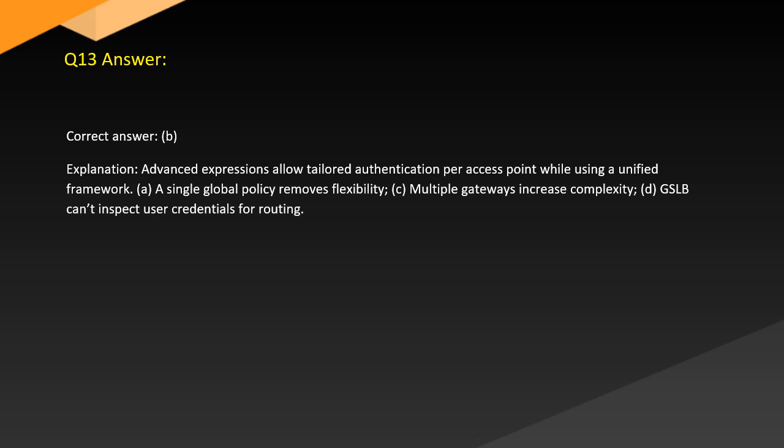Answer. Correct answer: B. Explanation. Advanced expressions allow tailored authentication per access point while using a unified framework. A. A single global policy removes flexibility. C. Multiple gateways increase complexity. D. GLB can't inspect user credentials for routing.